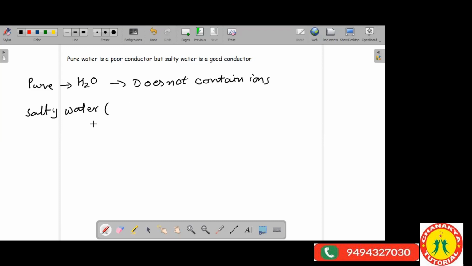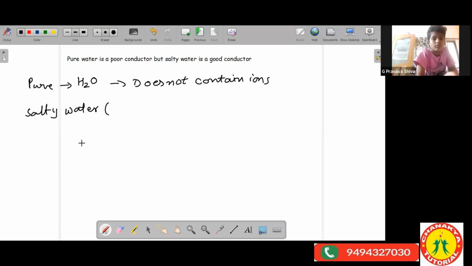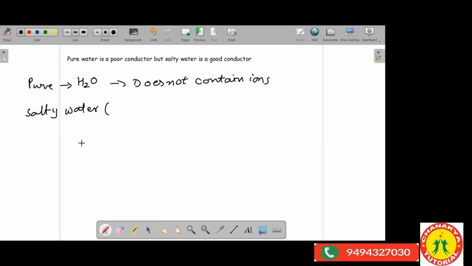Can anyone tell me the formula of salt? NaCl, okay. For salt, we know the formula as NaCl. This is also called common salt. Everyone should be able to remember common salt. The compound is NaCl, and its name is sodium chloride.